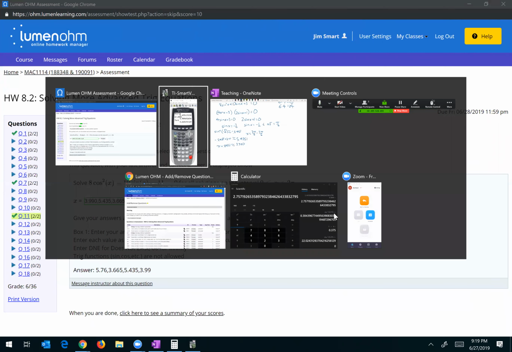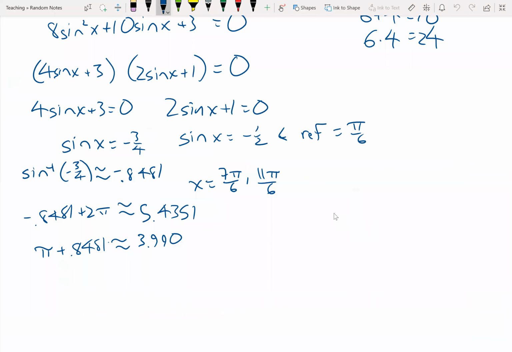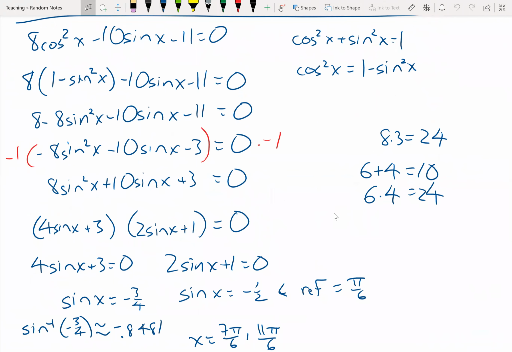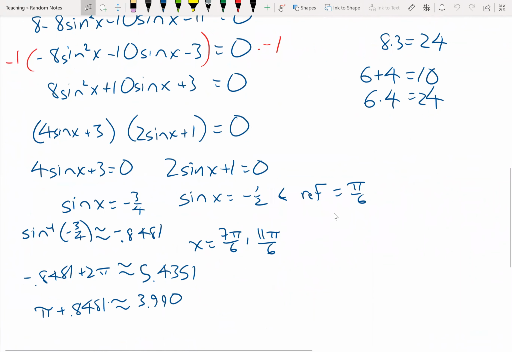All right. So that's one where you have to use the Pythagorean identity. Then you have to factor and set each factor equal to 0. One gives you exact answers, and the other you need decimals.